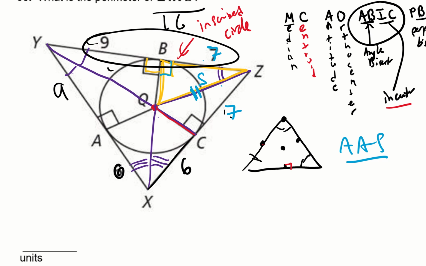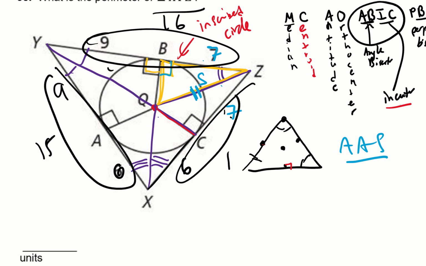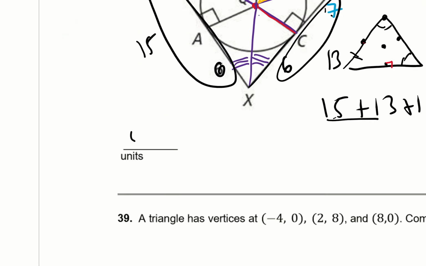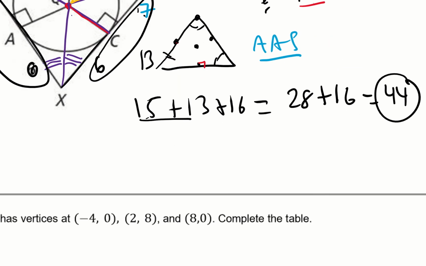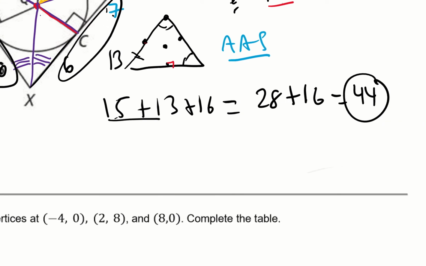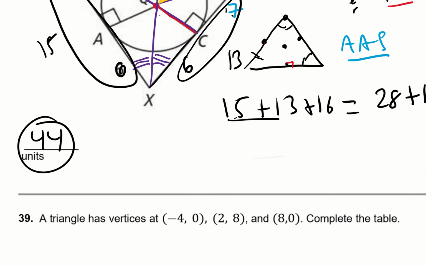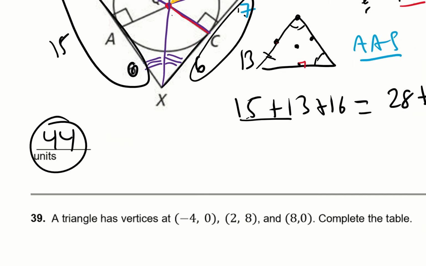9 plus 7 is 16. 9 plus 6 is 15. 6 plus 7 is 13. We can add these three sides to get the perimeter of our triangle. So 15 plus 13 is 28. 28 plus 16 is 44. And there's our perimeter. So there's a lot of concepts going on that meets the eye that you would have to understand that we have gone over throughout the course if you have taken this course.